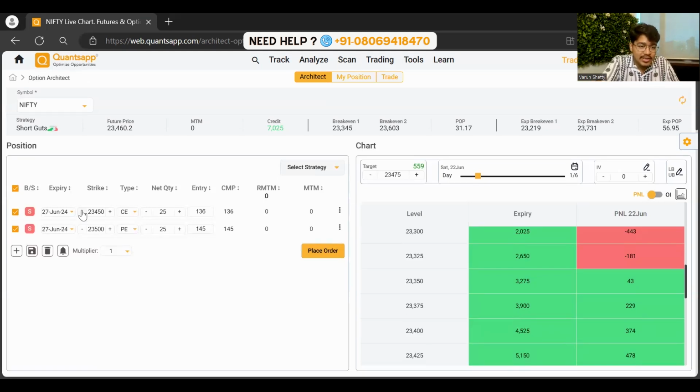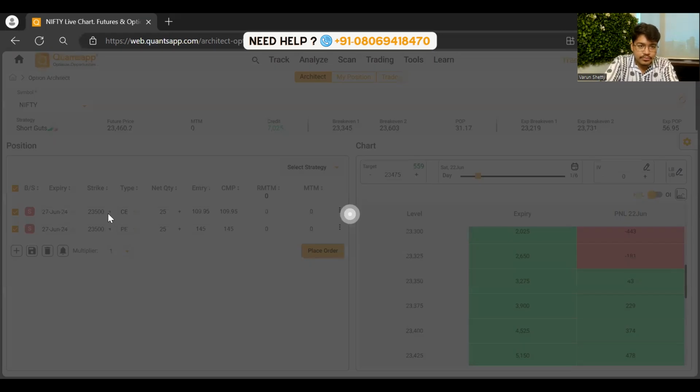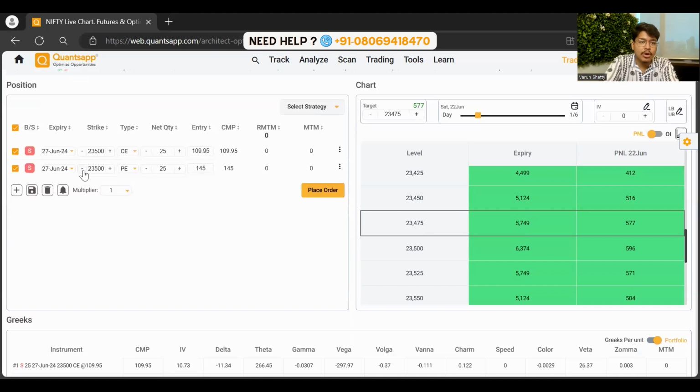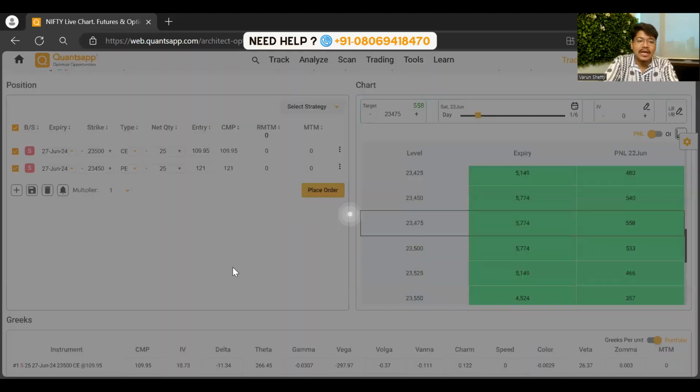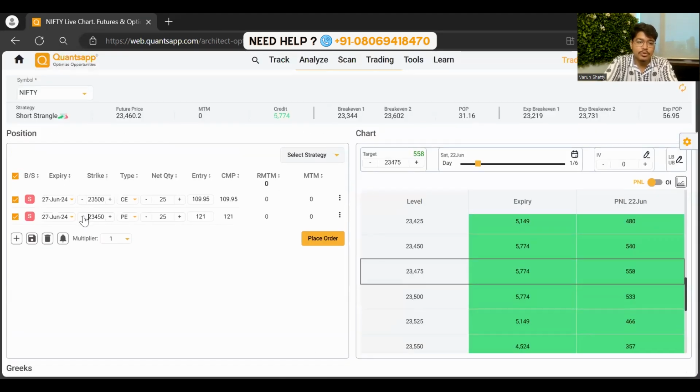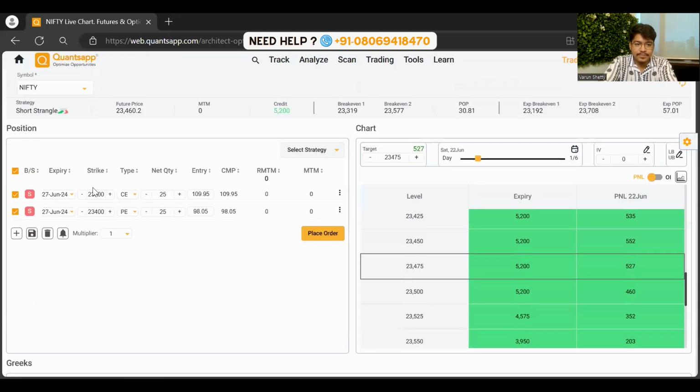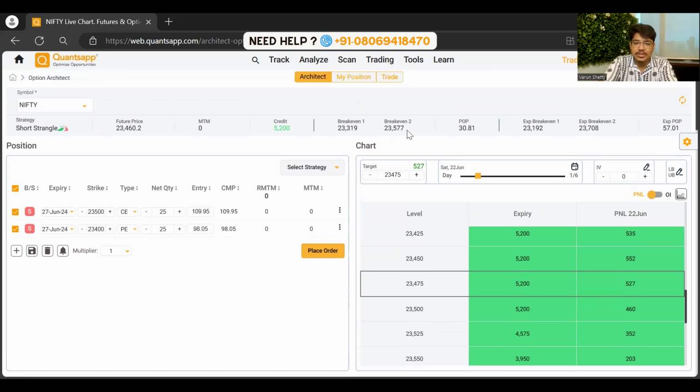Now, let's say I want to widen this range, let's say I'm expecting a bigger move tomorrow. If I want to widen this range, what I will do is sell a slightly out of the money call and a slightly out of the money put. All right, this is a different range now, 100 points, 50 points above, 50 points below. You can see the break even has changed here.